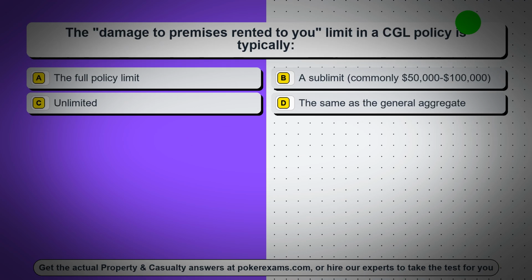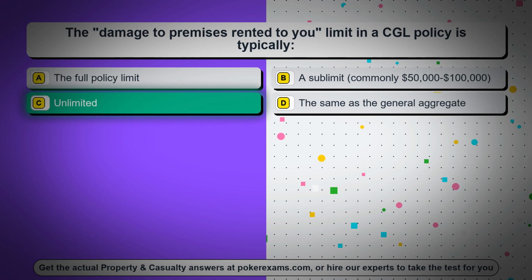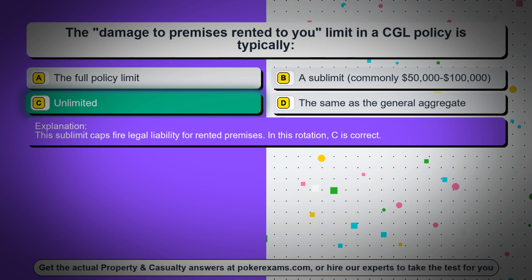Question 66. The damage to premises rented to you limit in a CGL policy is typically: Option A, the full policy limit. Option B, a sublimit, commonly $50,000 to $100,000. Option C, unlimited. Option D, the same as the general aggregate. The correct answer is option C, unlimited. This sublimit caps fire legal liability for rented premises. In this rotation, C is correct.